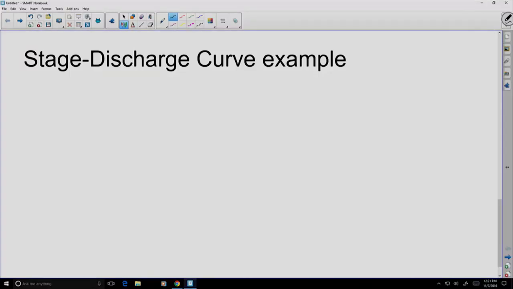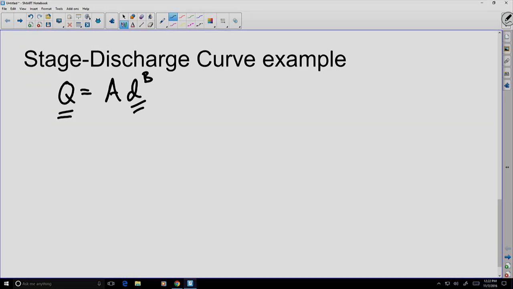So let's take a look at an example of fitting data to create a stage discharge curve. The purpose of doing this is to create an equation of the form Q is equal to A D to the B, a relationship between our discharge, Q, in terms of flow, and our stage, D, which is a height of the water at a particular location that we're concerned about the flow.